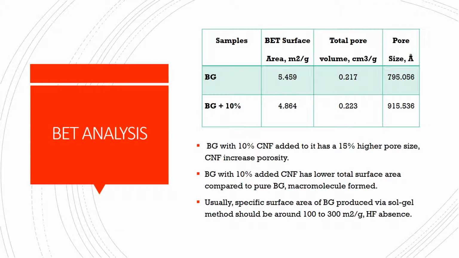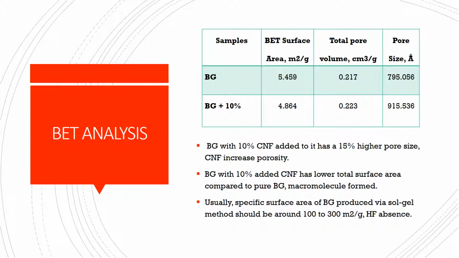As for the BET analysis, it was found that bioactive glass with 10% CNF added had a 15% higher pore size, which proves that CNF increases porosity. Bioactive glass with 10% added CNF had a lower total surface area, which corresponds with the macromolecule form due to its attachment to the CNF molecules.